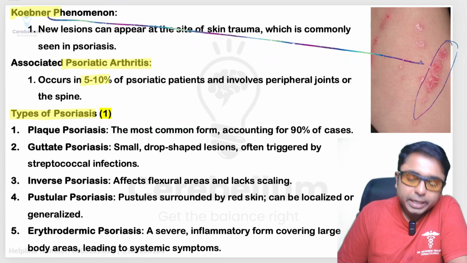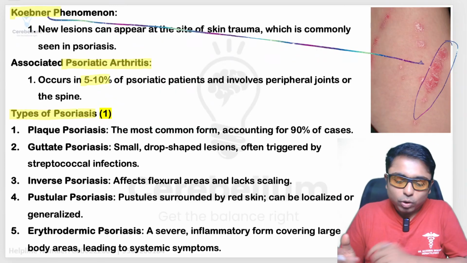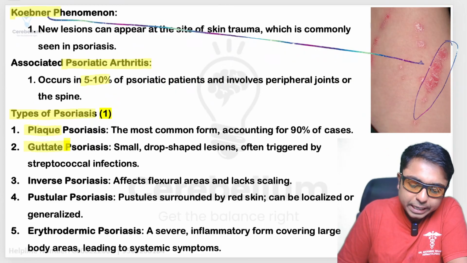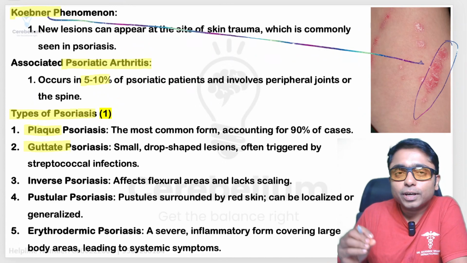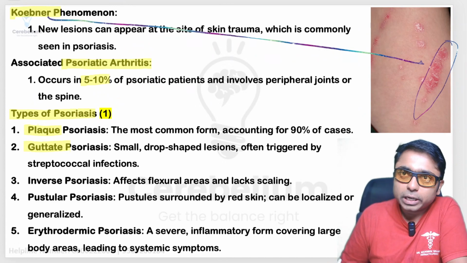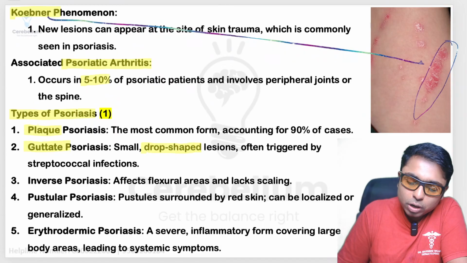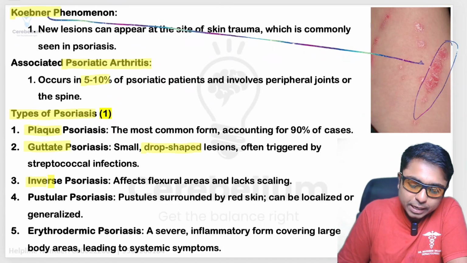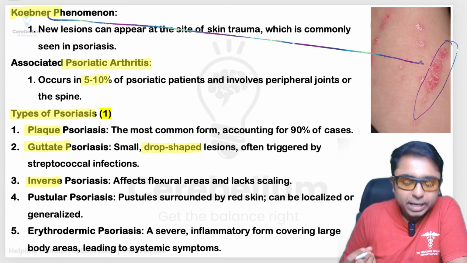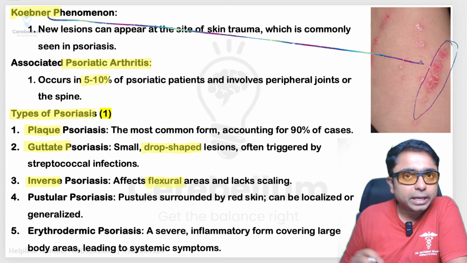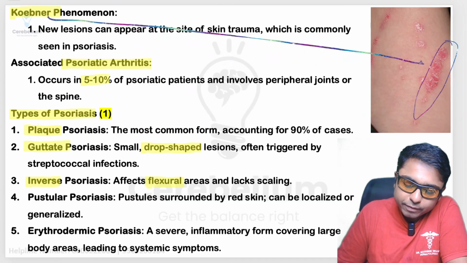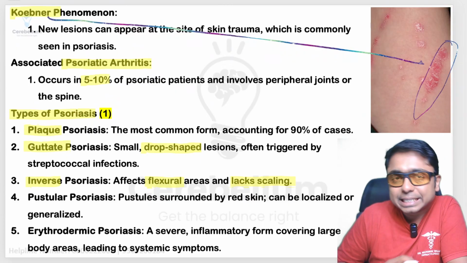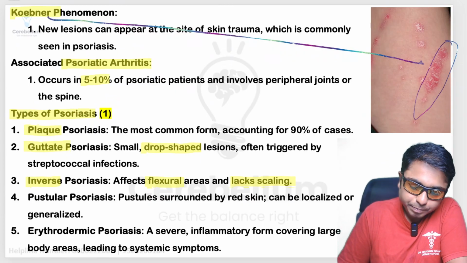So what are the different types of psoriasis? You need to just remember what are the names. So plaque type is the most common, which is also called psoriasis vulgaris. Guttate, I have already told you, in children after the sore throat due to group A beta hemolytic streptococcus, there can be small raindrop shaped lesions which are present over the body. This is guttate psoriasis. Inverse psoriasis, very simple. If the flexural sites are having the psoriatic lesions, we call it inverse psoriasis or flexural psoriasis, and the characteristic point is that it will lack scaling. There will not be any scaling.